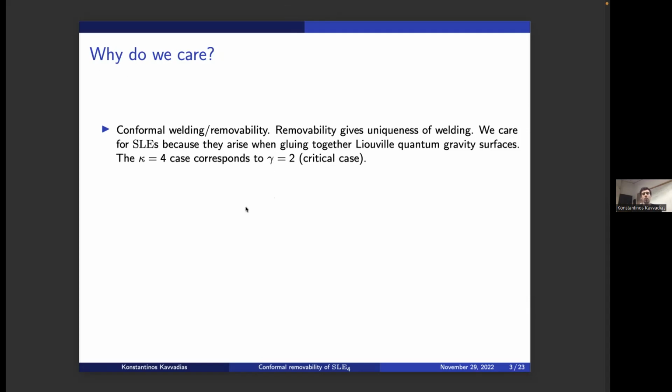This means that when kappa is strictly less than 4, we have uniqueness of the welding, but it was not known whether we have uniqueness when kappa is equal to 4, and our result also implies the uniqueness of the welding in the critical case. So the conformal removability of SLE4 is a problem which also has other applications, as we have seen, and it is interesting on its own, because it is a very useful property of SLE in general.